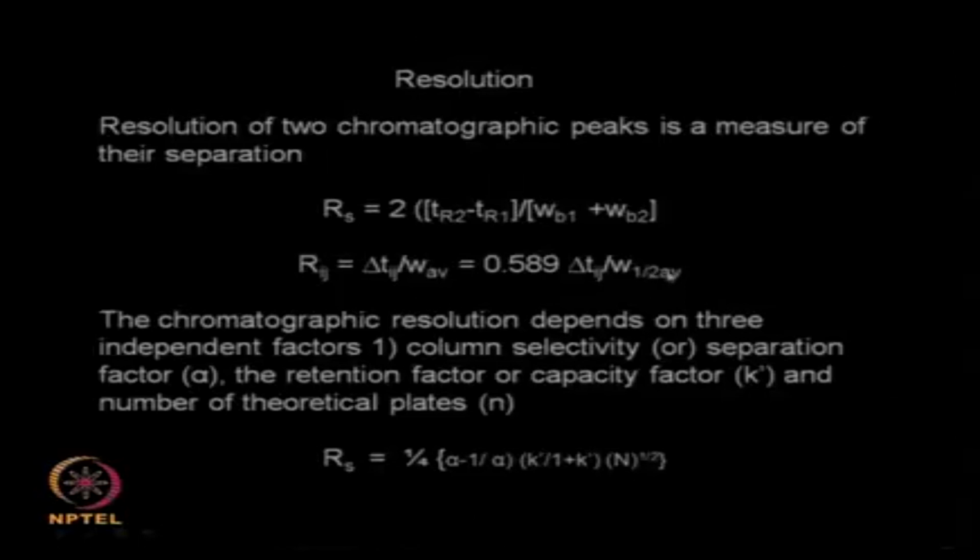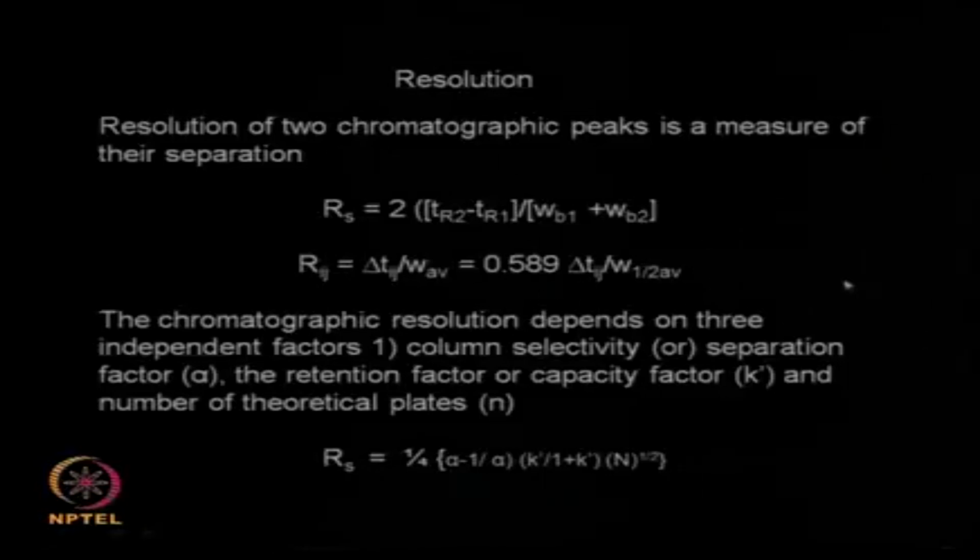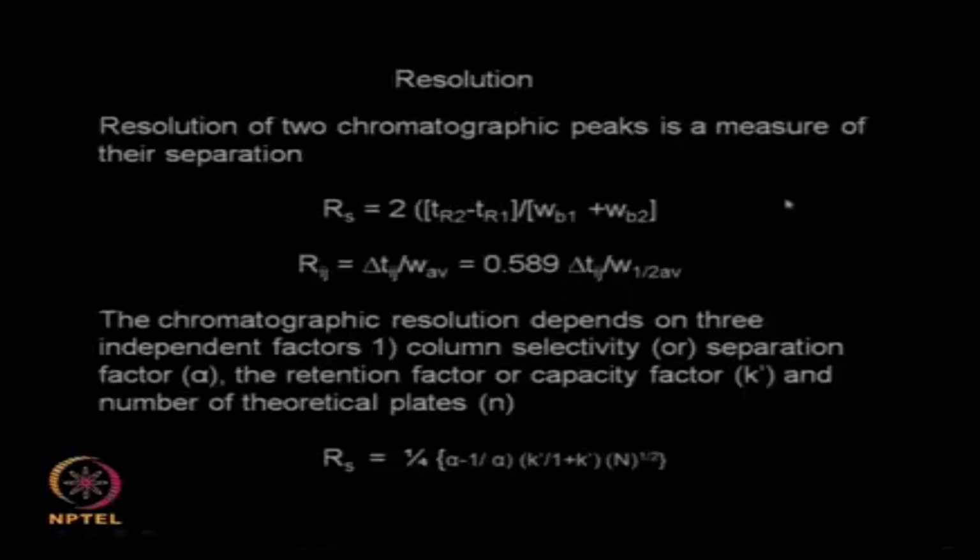So, if the width at half maximum for component A is something, and for component B is something else, you take an average between these two and substitute here, and that is the resolution. So, the resolution depends on many factors: column selectivity or separation factor, retention factor, capacity factor, number of theoretical plates and so on. All these affect the resolution. So, we can get an equation for resolution in terms of all these separation factors, capacity factors, theoretical plates and so on. So, resolution tells you how good the column is in separating two components.